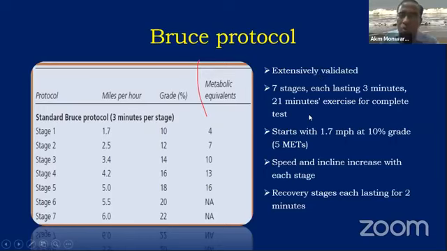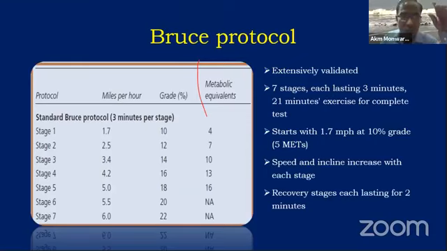The beauty of the Bruce protocol is that it is extensively validated. It starts with 1.7 miles per hour and at 10% grade. What is 10% grade? Say you are thinking that a patient is standing upright and the angle between the patient and the horizontal plane is 90 degrees. If you consider this 90 degrees as 100, then 10% means 10% of this 90 degrees.